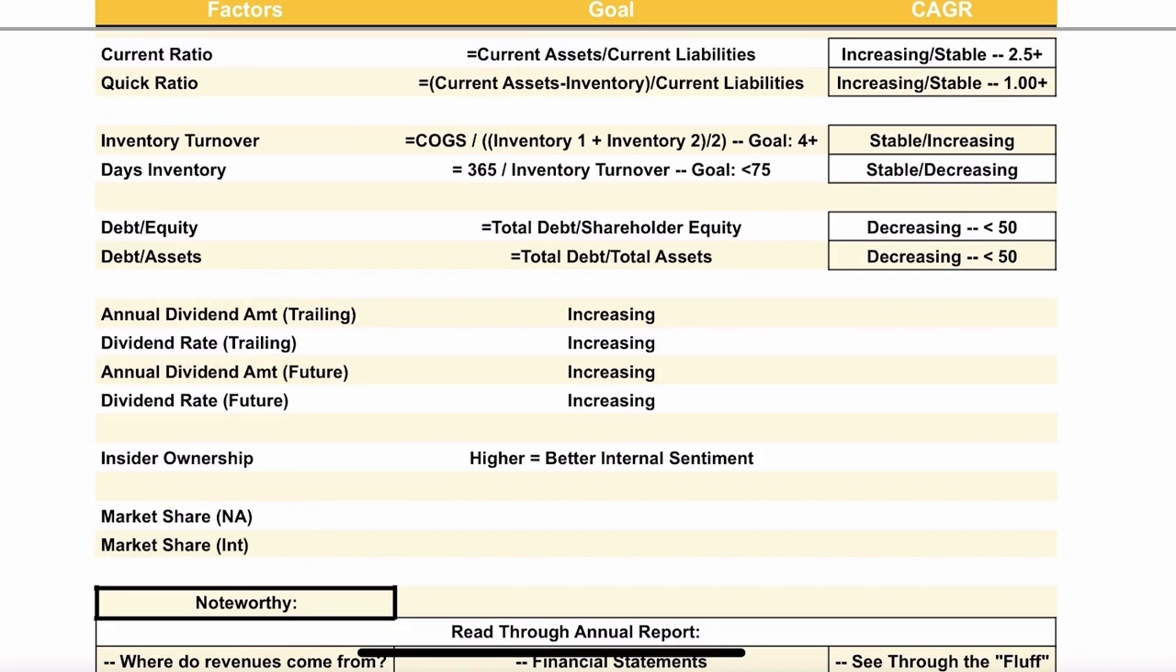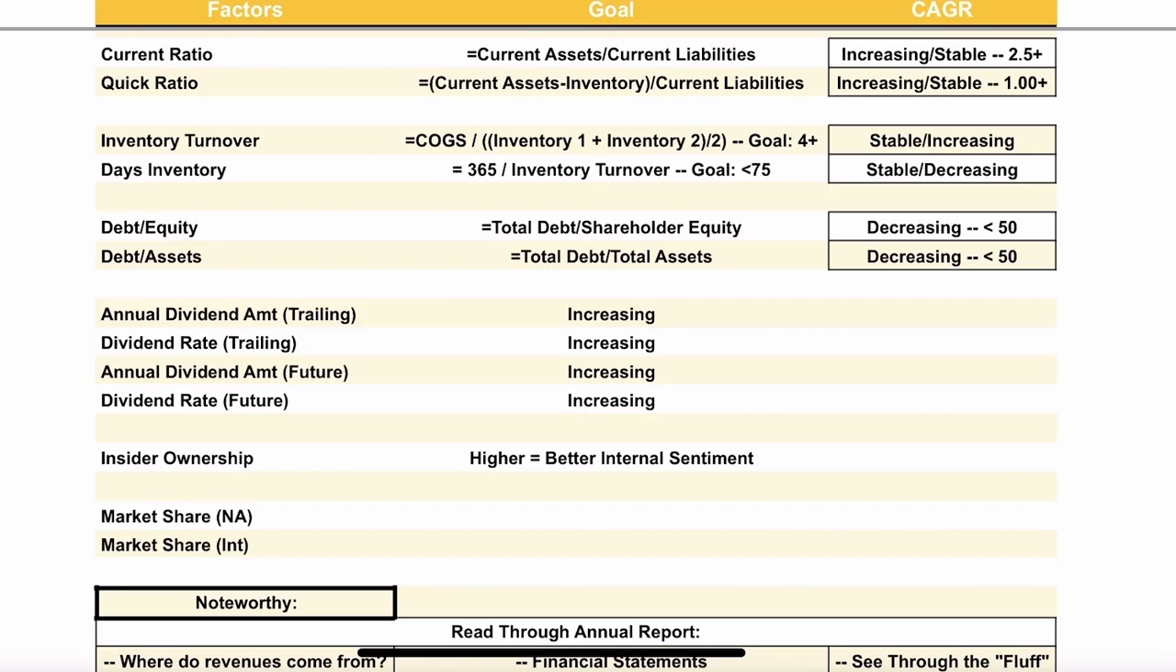I like to see more than 2.5. Typical wisdom says 2. And again, I want to see that either increasing or stable. If it is stable, I want to make sure that they're not floating that ratio with debt. Sometimes companies want to project to shareholders that their cash situation is stable, but you have to look at that underlying debt to make sure that they're not just floating it so it looks good, but really there's some unhealthy trends going on.